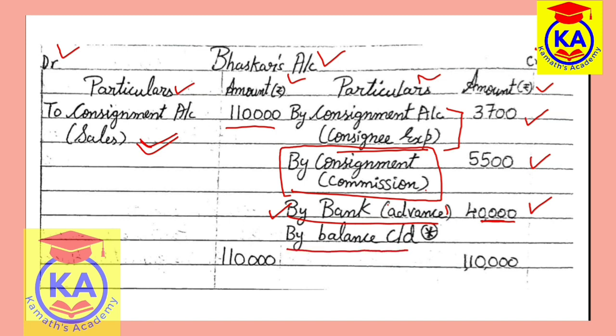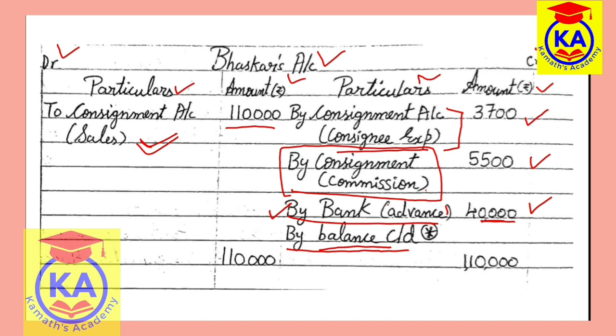Now, by balance carried down will be written. We are assuming here that the balance or the amount due is not received from Bhaskar. So we are writing by balance carried down. If the question mentions that the balance has been paid by Bhaskar, then you have to write by bank.